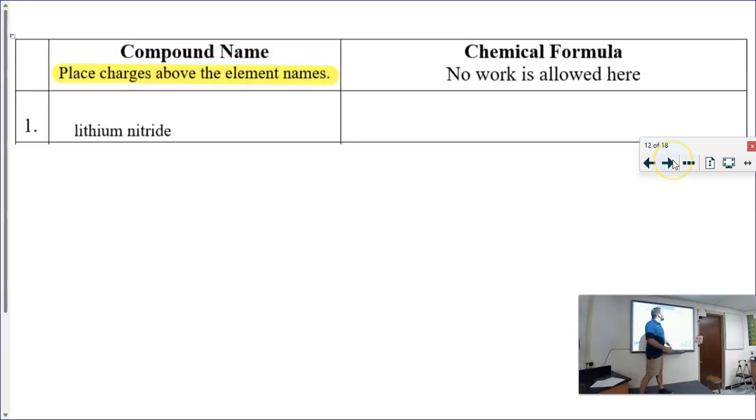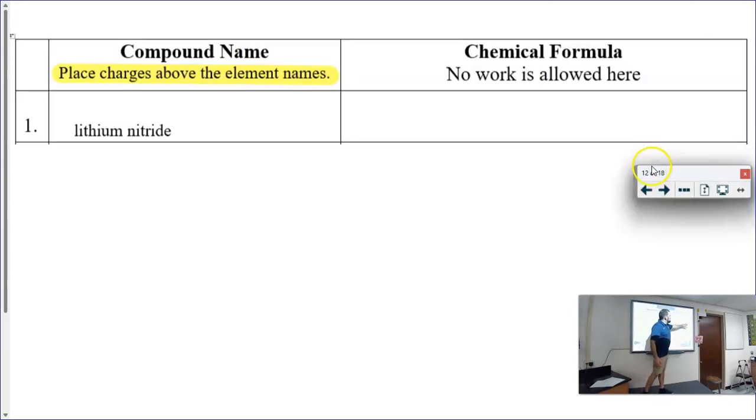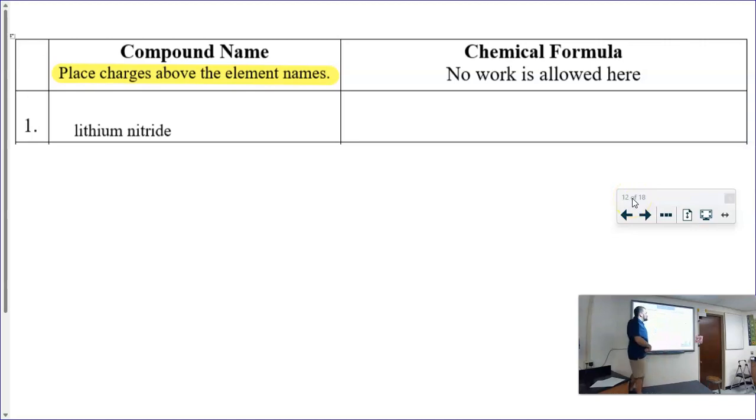All right, into my examples. This won't take too long. I'll try to go moderately quick here. What we want to do is we have the name. We want to turn this into a formula. You absolutely are going to need your periodic table. If you don't have one, please go get one right now.